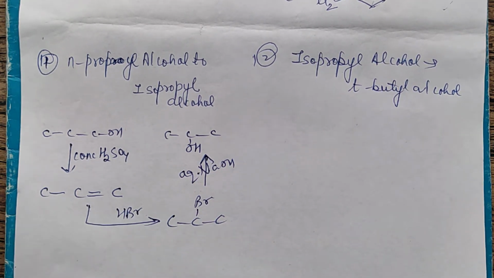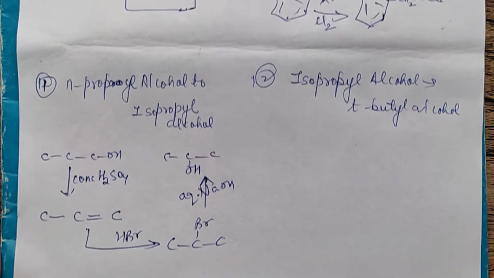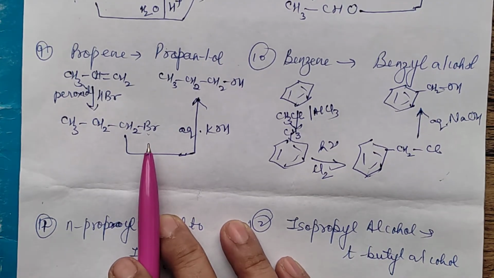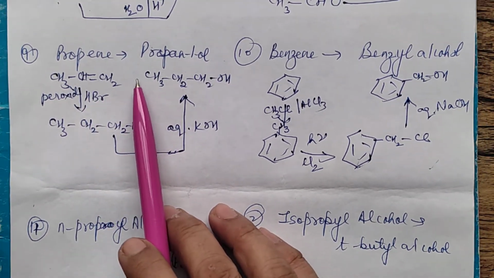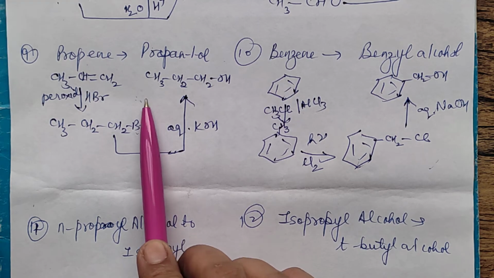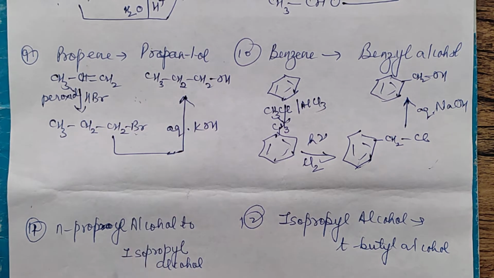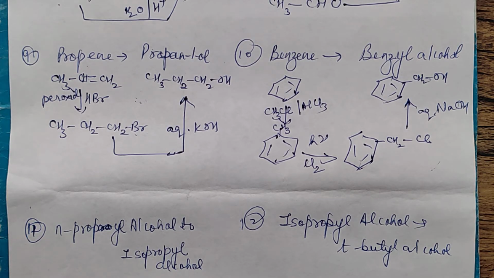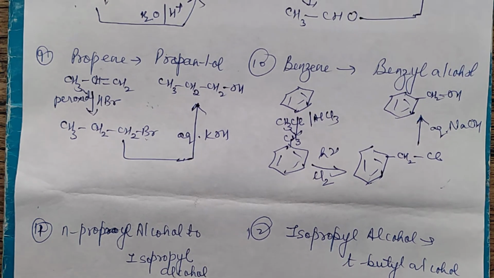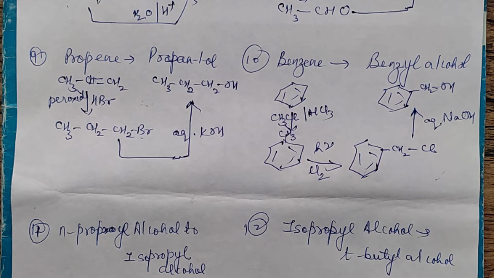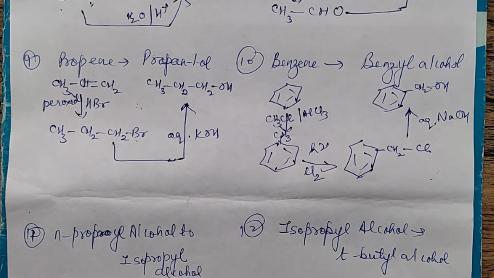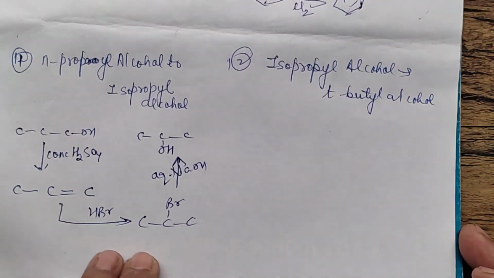If you want it at 1 position, then we have to think of anti-Markovnikov. Or one more thing, this reaction which we discussed, propene to propan-1-ol, you could have directly carried out hydroboration oxidation. Then too you get water added as per anti-Markovnikov addition. So here you could have done it directly, no need for peroxide, right?